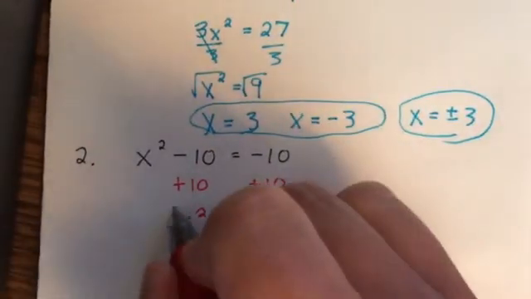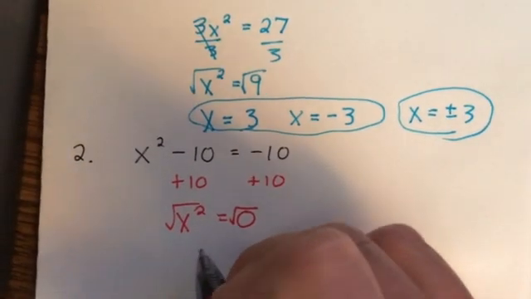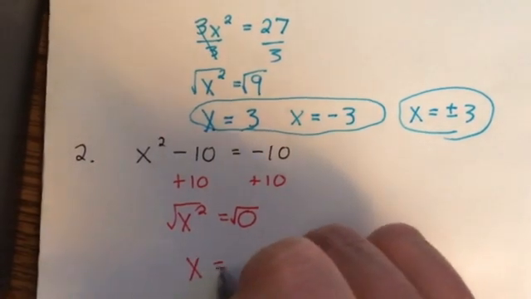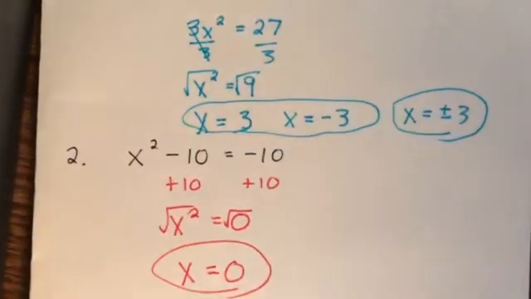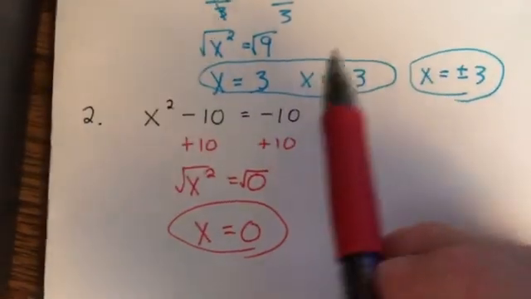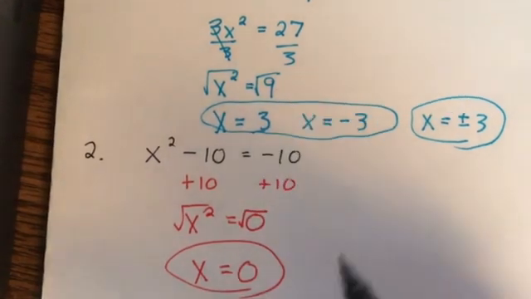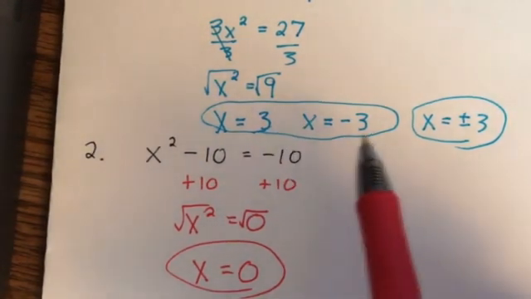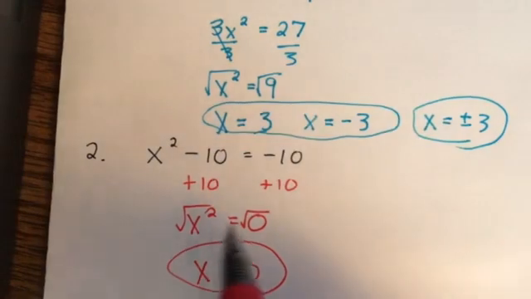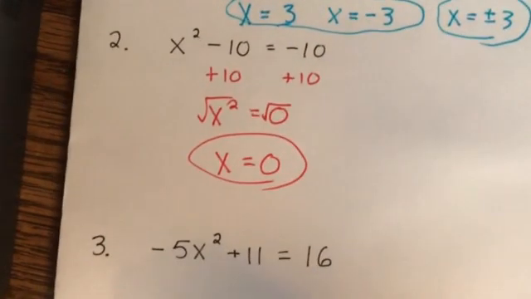Now, when we take the square root of both sides of this equation, there's no such thing as a negative 0. So here we only have one answer. X could only be 0. There's one solution. So sometimes when x squared is equal to a positive number, you're going to have two solutions. X could be plus or minus 3. If you get the x squared equals 0, you're only going to have one solution.